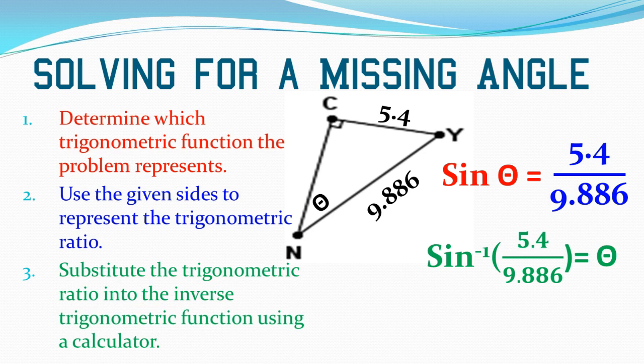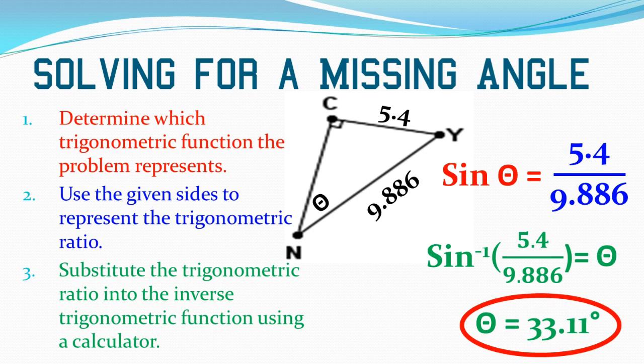When I plug that into my calculator, I end up with an angle of 33.11 degrees. That represents the angle measure of the unknown angle. From here, if this problem extended into a further problem or a larger diagram, we could find angle CYN, or angle Y if you want to simplify it, by simply adding up 90 and 33.11 and subtracting that sum from 180. Or because we know it's a right triangle, we can assume 90 minus 33.11 would equal angle Y.